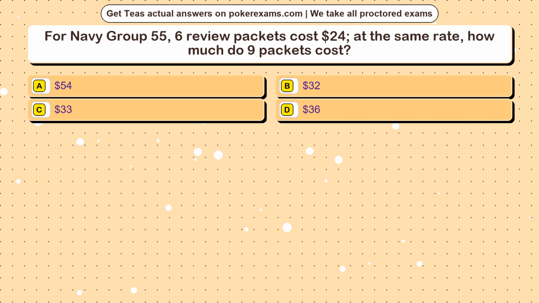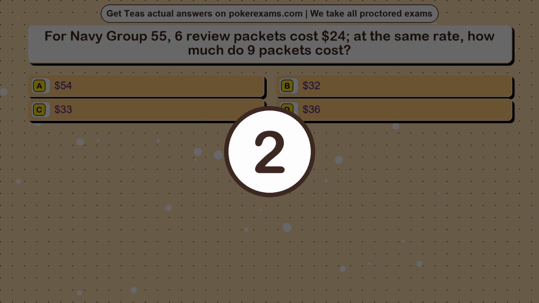Question 13. For Navy Group 55, 6 review packets cost $24. At the same rate, how much do 9 packets cost? Option A, $54. Option B, $32. Option C, $33. Option D, $36.